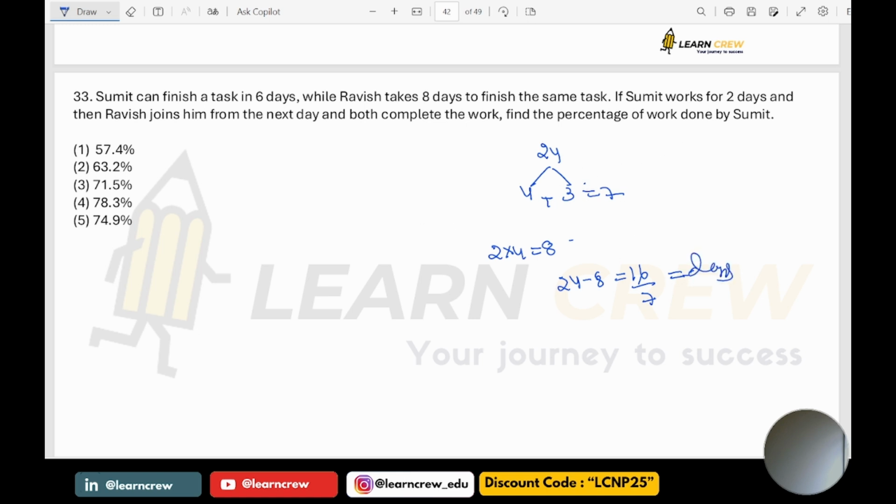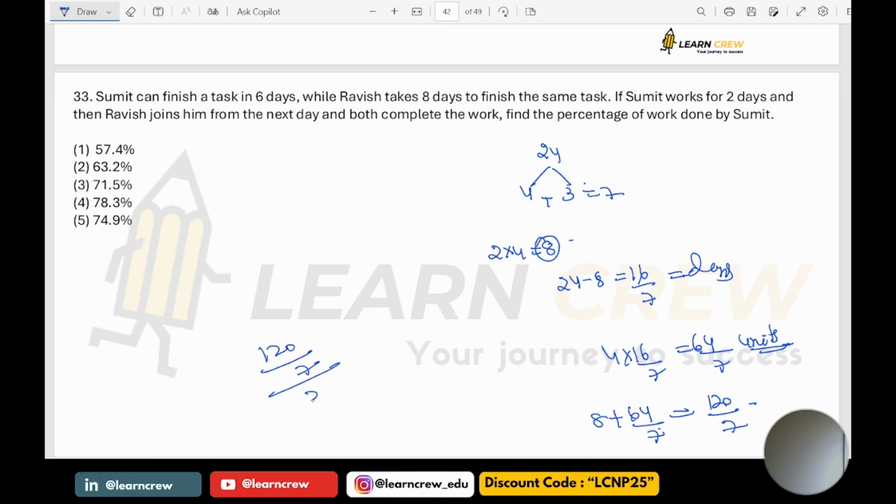So how many days is Sumit working? 4 into 16 by 7, which is 64 by 7 units of work done by Sumit in 16 by 7 days. So the total work done by Sumit means first 8 plus this 64 by 7. How much? 64 by 7 plus 8 would be 120 by 7. 120 by 7 is the work done by Sumit out of total work 24.